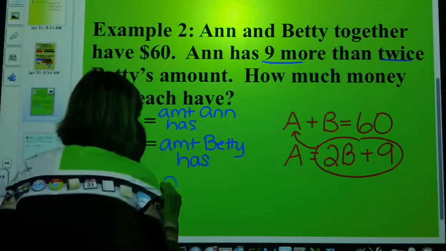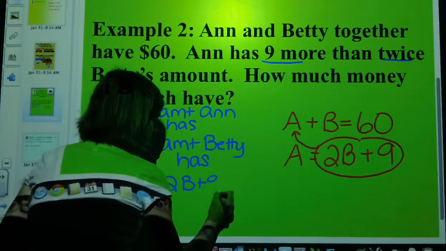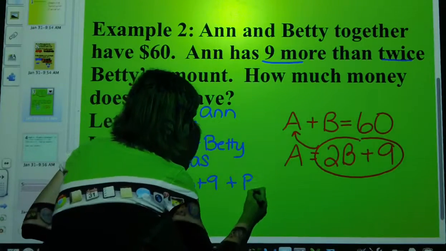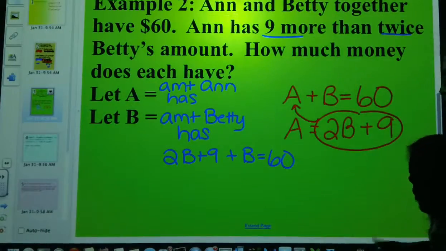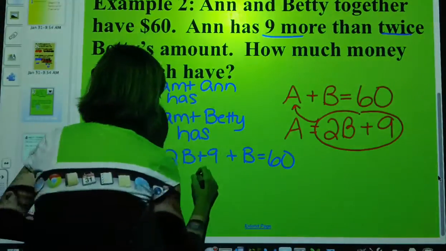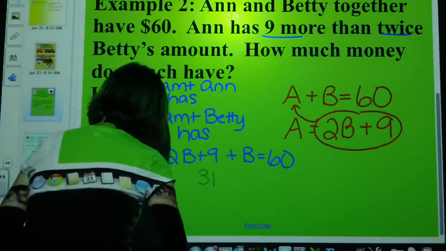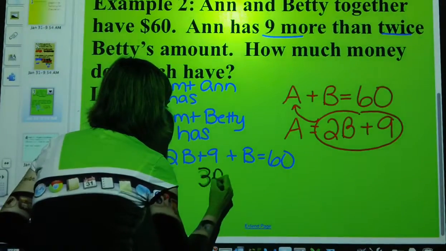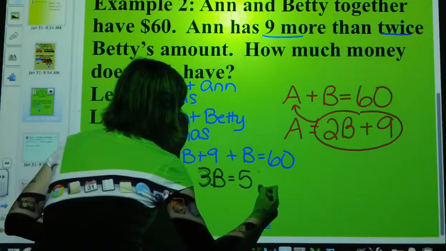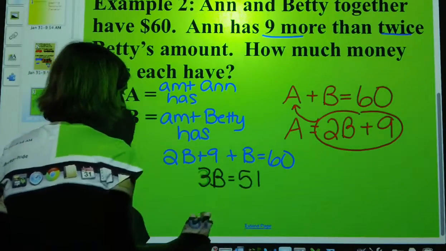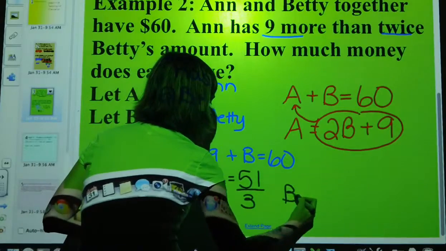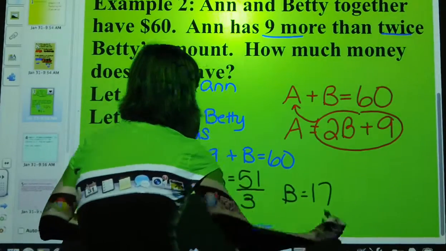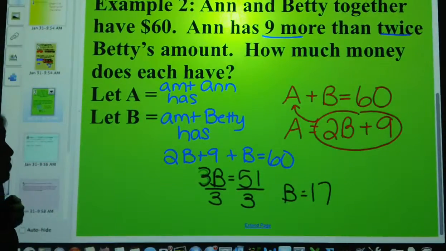So we get 2B plus 9 plus B equals 60. Remember when you rewrite your equation to be really careful, okay? All right, so then I get 3B, oops, changing colors. Away from green. 3B equals 51. So I brought the 9 over. And I divide by 3. And so then B equals 17. So Betty has $17. Okay?